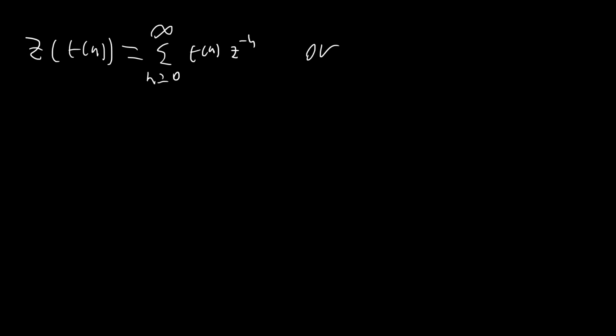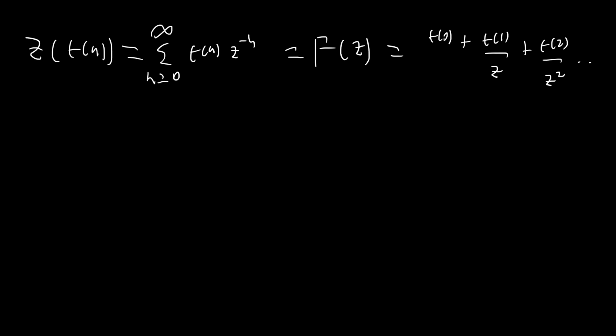And this is also going to be equal to capital F of z, since we're going to get out a function of z. And you can kind of see that this is going to be equal to f of 0 plus f of 1 over z plus f of 2 over z squared, dot, dot, dot, right?